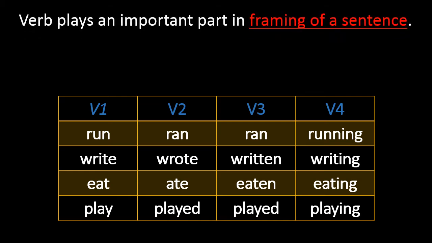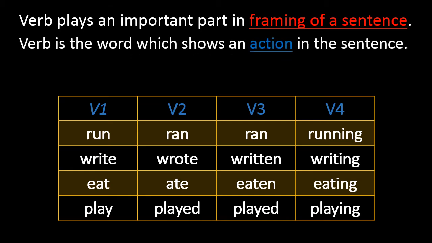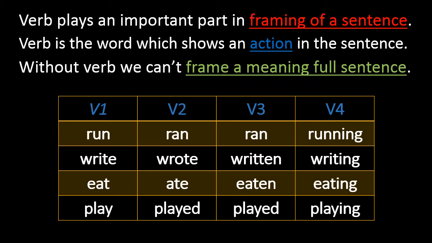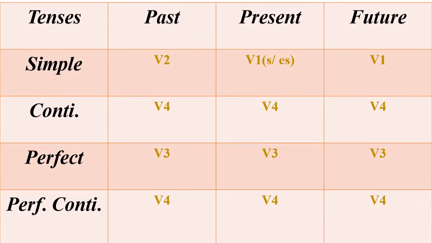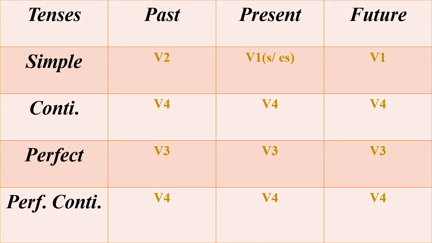Always remember, the verb plays an important part in framing a sentence. A verb is the word which shows an action in the sentence. Without a verb, we can't frame a meaningful sentence. Here are a few examples of verbs which change their form as per the tense. Verbs play an important part in framing a meaningful sentence. So let's not forget this important part. Hence, we will start with learning how to place the correct form of verbs in their correct rows.